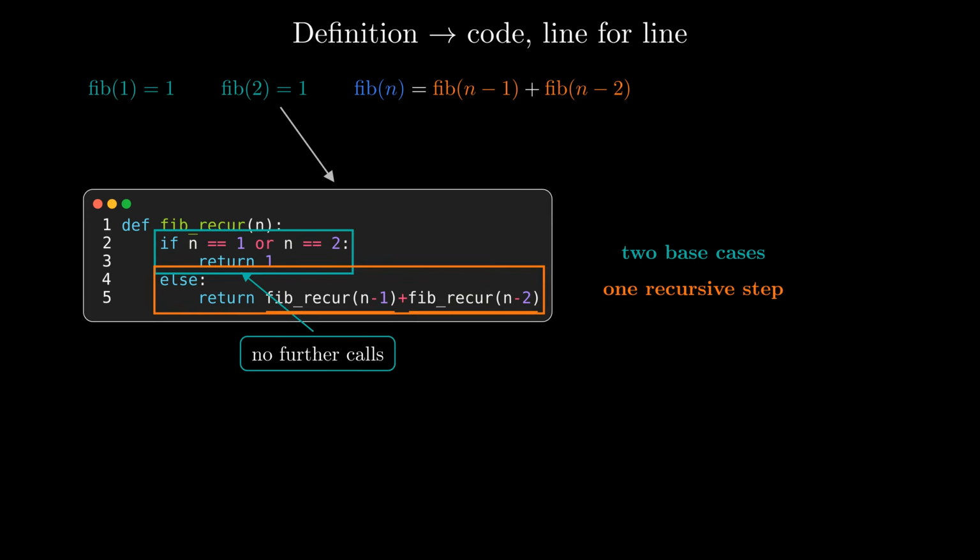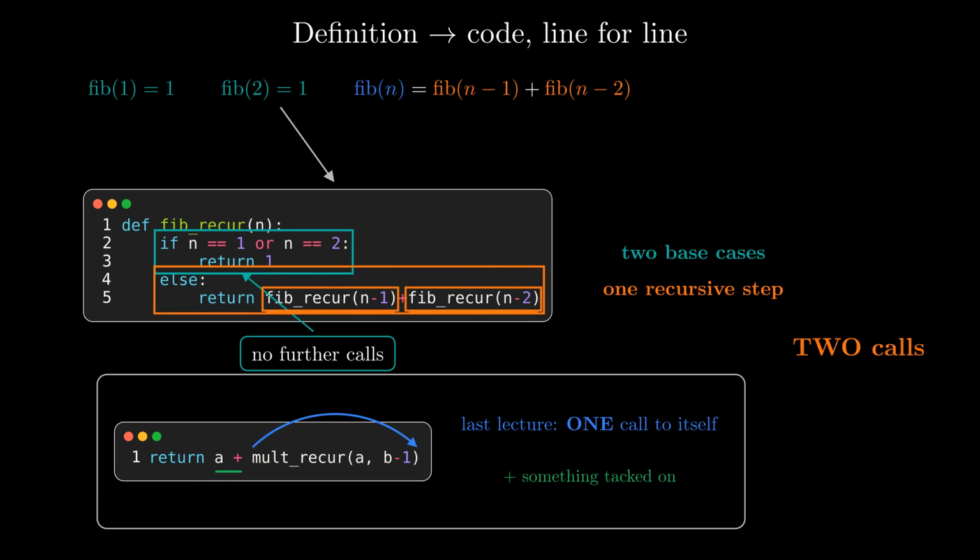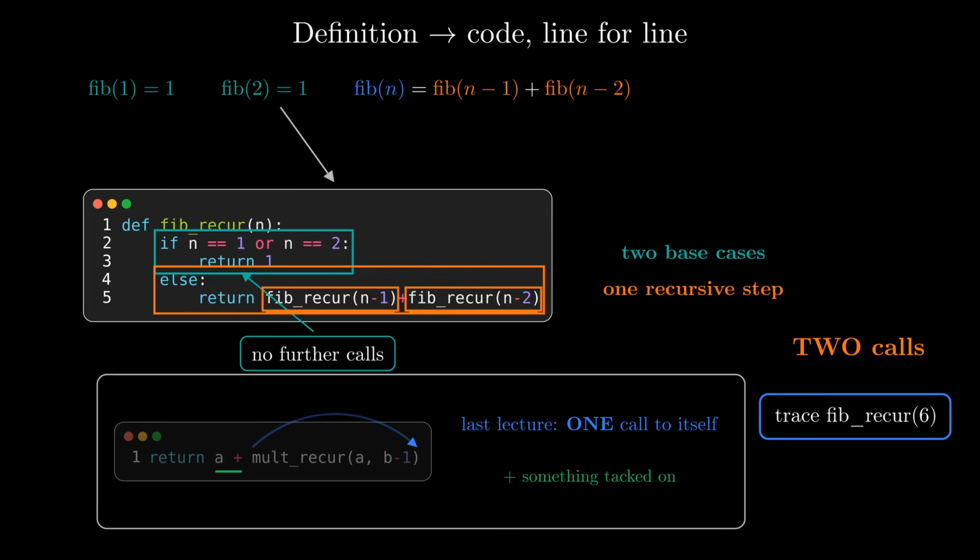And here is what makes this function different from everything we wrote last lecture. Last lecture, every recursive step contained just one call to the function itself. We returned some variation of that call with something tacked on, like adding a value. Here, the function calls itself twice in a single return statement. That one difference has real consequences, and to see them, we need to trace what happens when we run this.